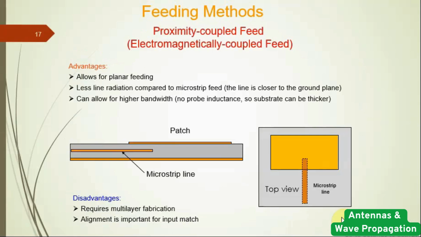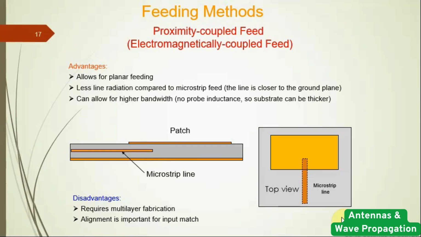The last classification is proximity coupling. This also comes under the electromagnetic coupling feed. In this, the inset feed is terminated just before the patch antenna, or the probe feed is trimmed such that it does not extend to the patch antenna. Then the proximity coupling feed is used.